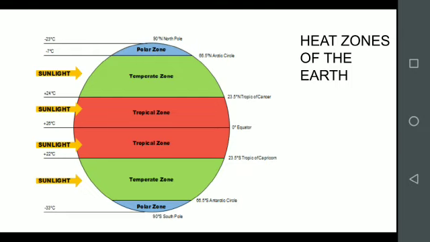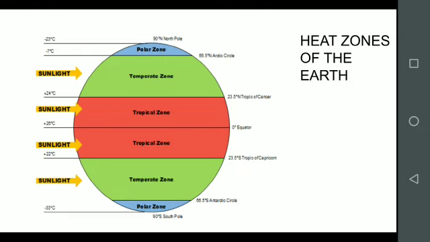What are heat zones? On the basis of the heat received from the sun, there are three distinct zones of the earth. They are the torrid zone, the temperate zone, and the frigid zone. The region that lies between the Tropic of Cancer and the Tropic of Capricorn receives the maximum heat of the sun. Hence, it is a very hot zone and gets the name torrid zone.